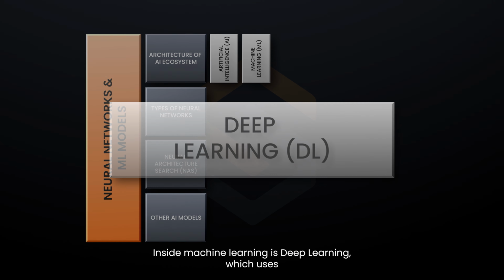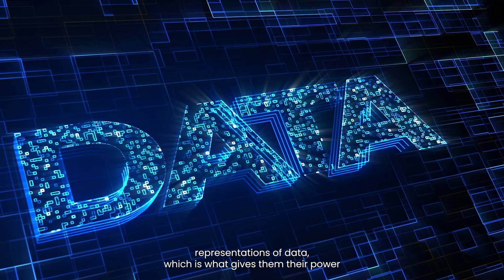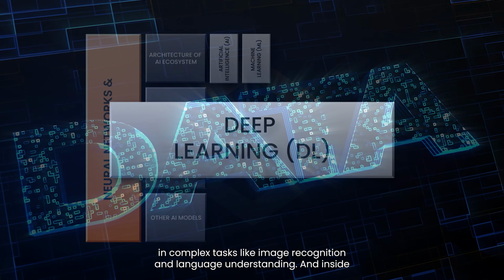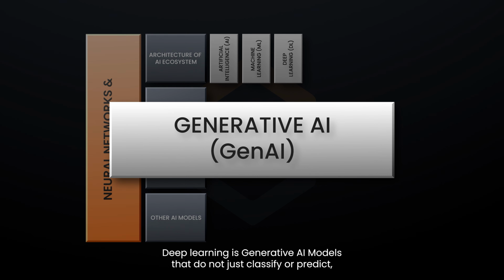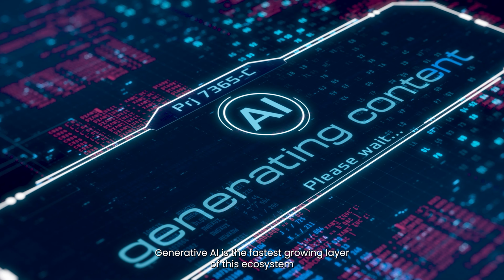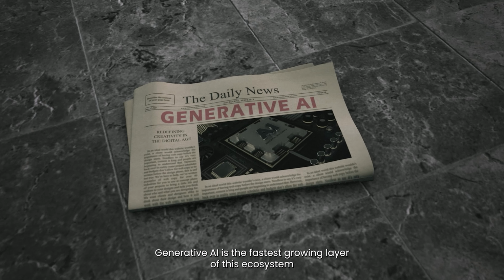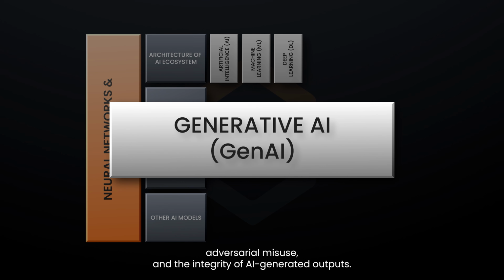Inside machine learning is deep learning, which uses multi-layer neural networks with 3 or more hidden layers. The additional depth allows these networks to learn increasingly abstract representations of data, which is what gives them their power in complex tasks like image recognition and language understanding. And inside deep learning is generative AI, models that do not just classify or predict, but create new text, images, code, and audio. Generative AI is the fastest growing layer of this ecosystem and introduces serious security risks around content authenticity, adversarial misuse, and the integrity of AI-generated outputs.